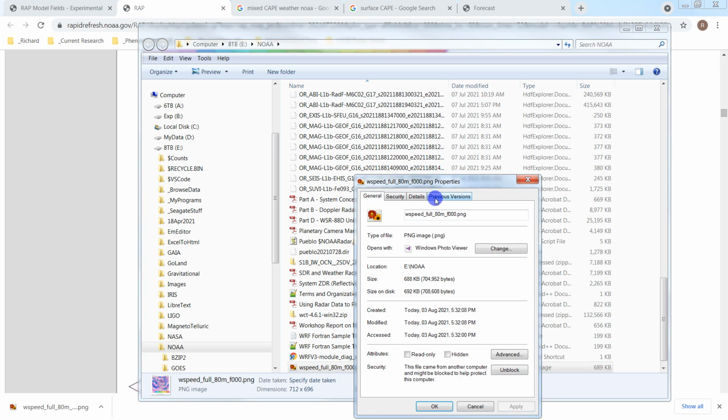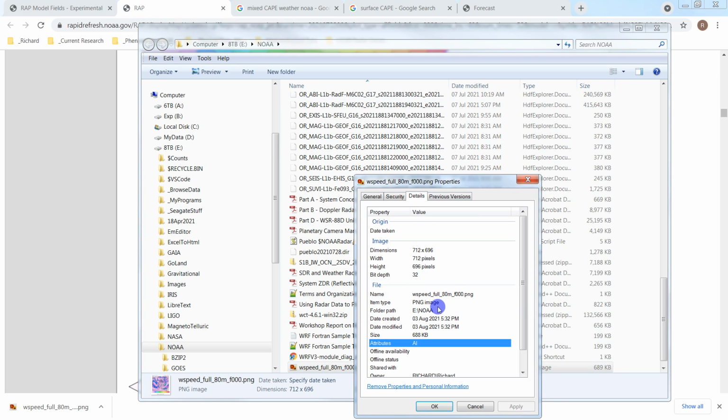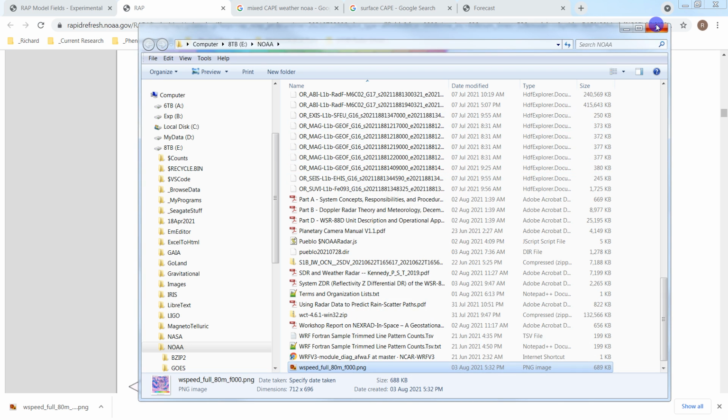And properties. Okay, they didn't put in date taken. 32 bits. Well, that's interesting. I doubt it. I think what that is, well, I have no idea. Okay, that's RGBA. So that's not actually 32 bits of data. That's probably encoded. Yeah, so it's not a real image. Okay. And so it's 712 by 696. Okay. Anyway, sorry.